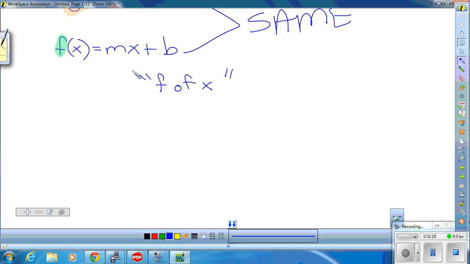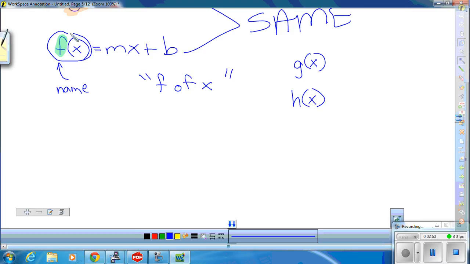You will see different letters there. Sometimes we will have g of x. That's just a different function. That would indicate that these were two different equations, two different functions. You'll see h a lot, h of x, those kinds of things. So it can be any letter. It can be a lowercase letter or a capital letter. It's just a name. This is the name of the function. And this together represents the output.